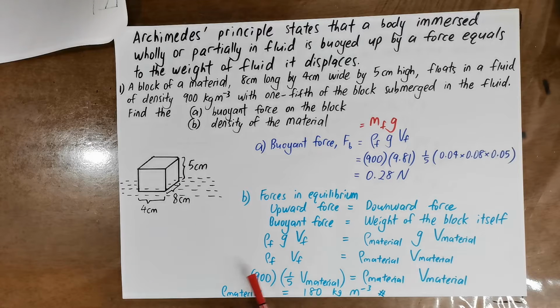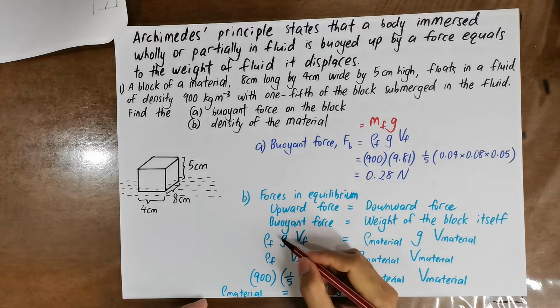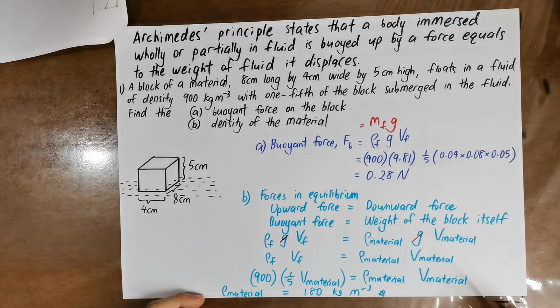Then you cancel out g here. The volume of the fluid that you displace is this, and the volume of the material is this. So finally you can say that the density of the material is 180 kilograms per meter cubed.